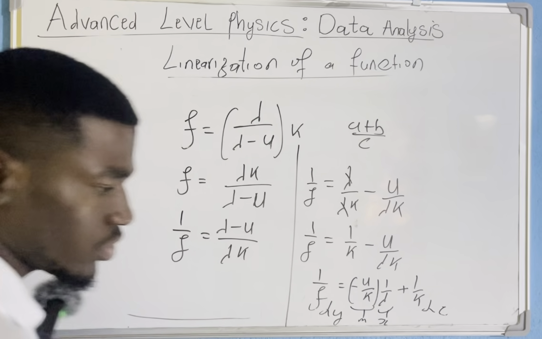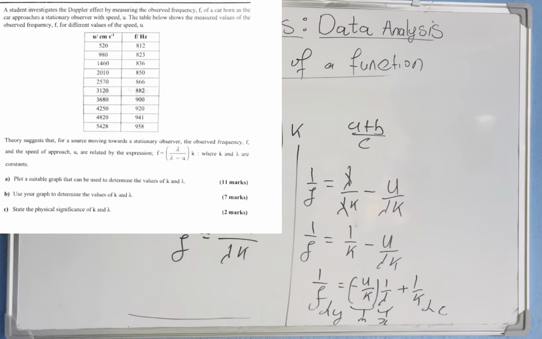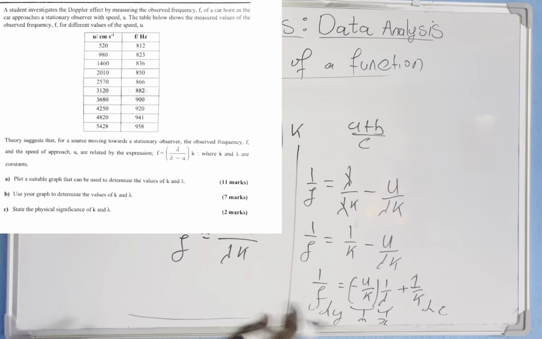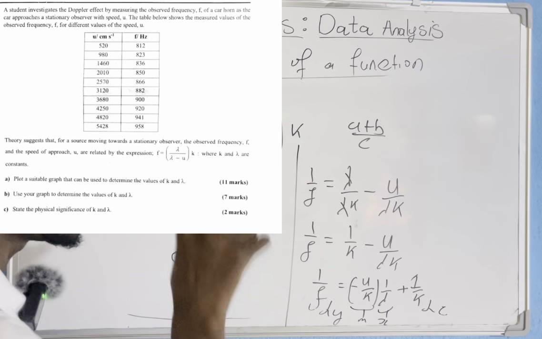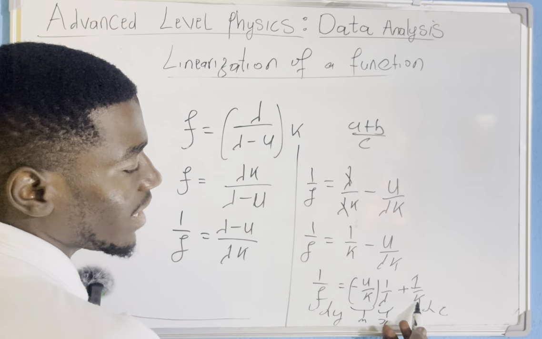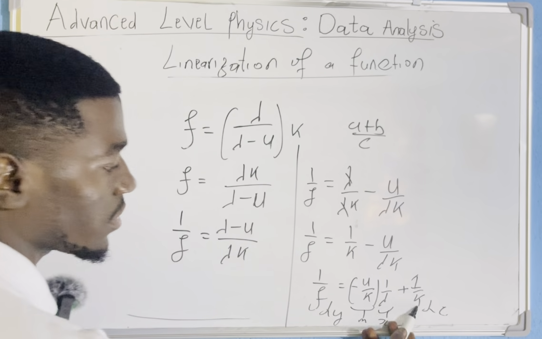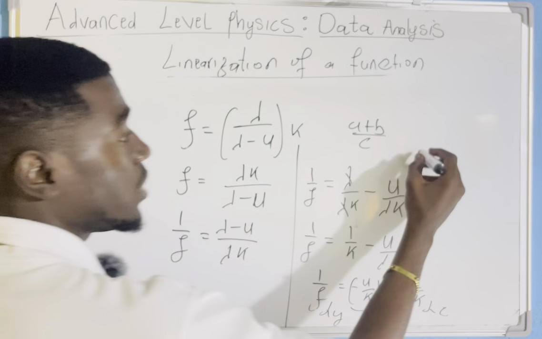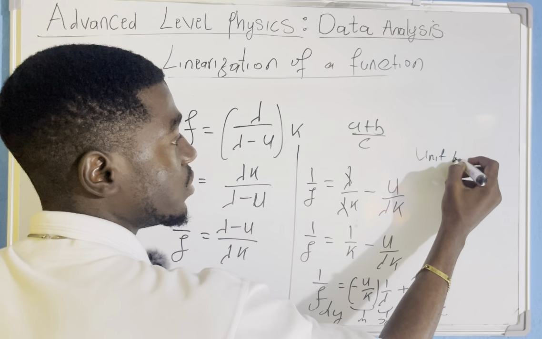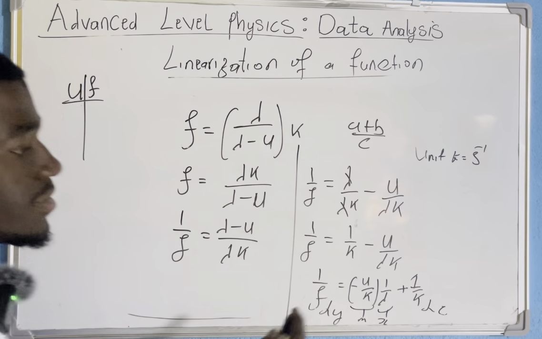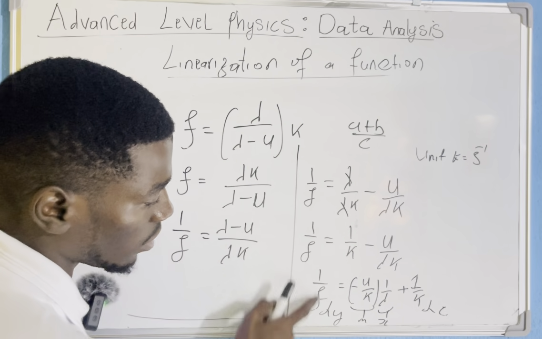Now, the next question: state the physical significance of k and lambda. I think it's quite easy. Look at the unit when you calculate. It's okay when you come up with the gradient and all those things, but take care of the unit. From here, I can already see that the unit of k is per second, because it's the unit of frequency. Are we together? So the unit of k should be per second, or hertz, because it's the unit of frequency. Look at 1 over f.